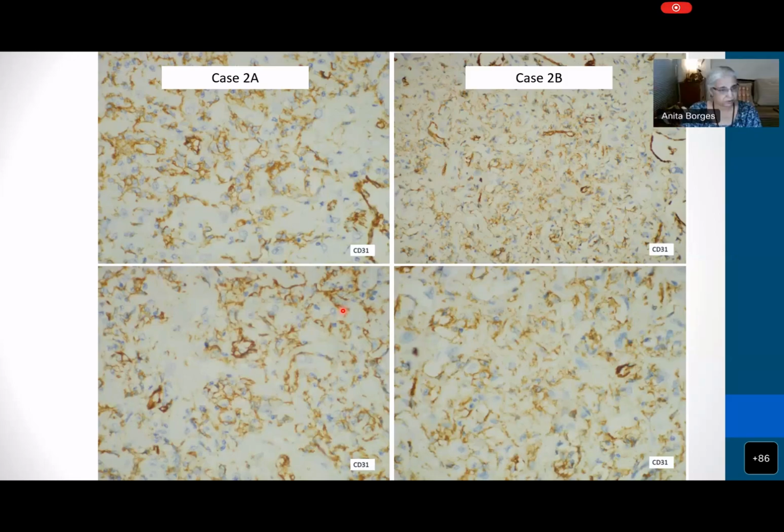No, ma'am, CD31. CD31 we said was, who answered that question, Indira? Endothelial. Yes. So it's CD31 marks endothelial cells. So do you think, Lydia, that this is a vascular tumor? No, ma'am. Why? Vascular channels are not there.